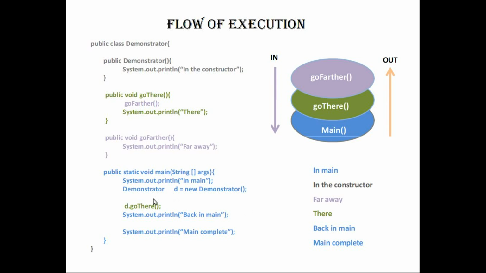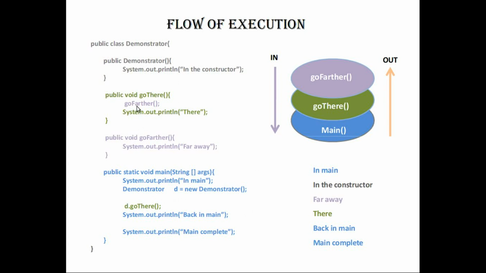At this point, we say main is calling goThere. So main is the caller, or the caller method. Main is the caller method, while goThere is the called method. So at this point where main calls goThere, it passes execution over to goThere. Now when execution is handed over to goThere, the body of goThere starts executing.